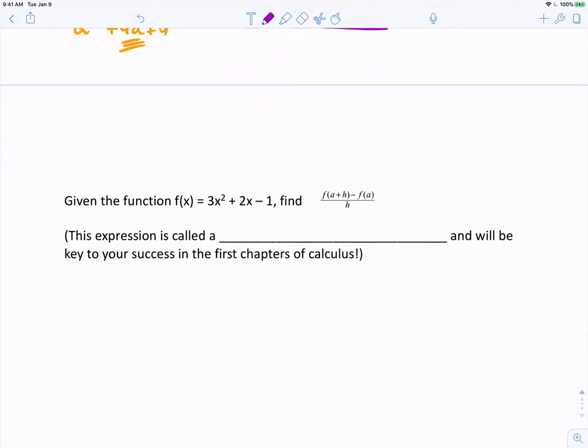Given the function f of x is equal to 3x squared plus 2x minus 1, find f of a plus h minus f of a over h. This expression here is a very important one, and it's called a difference quotient. And it's going to be key to your success in the first chapters of algebra. So we want to make sure that we have some opportunity to practice it in this class that's getting ready to take algebra.